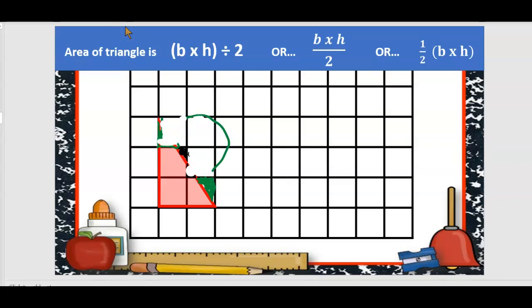All right, so what are we left with, besides my timer going off or the meeting I have to go to, is three. Three square units, 3 units squared.